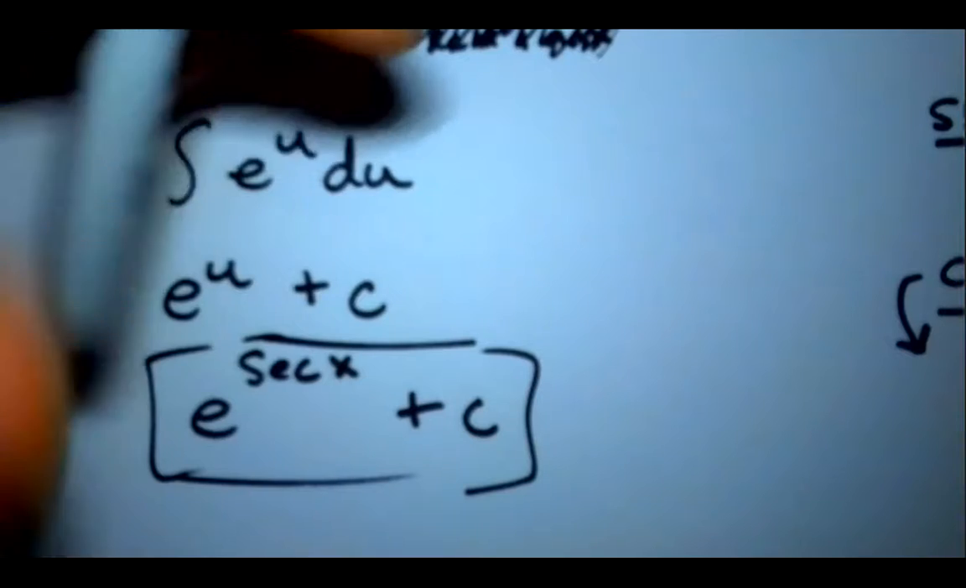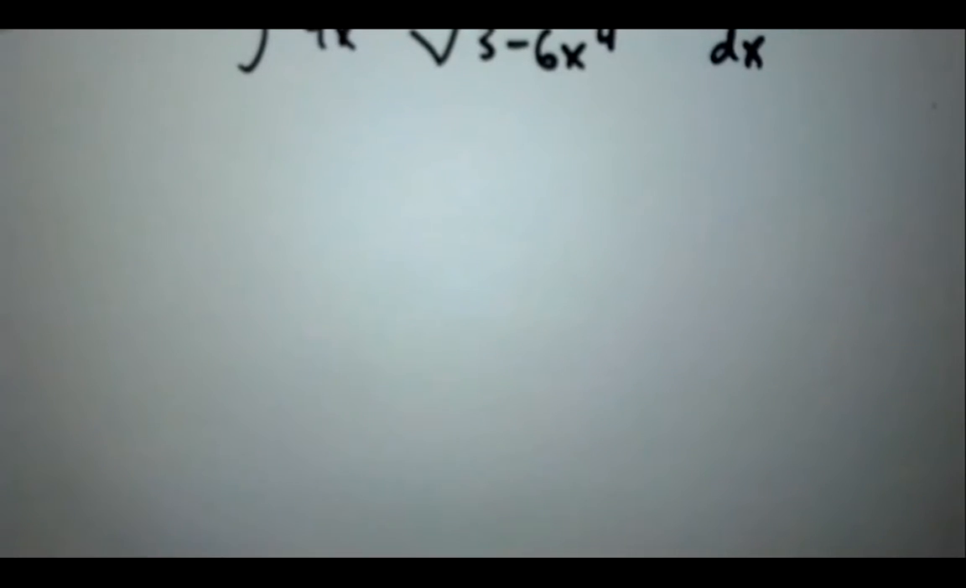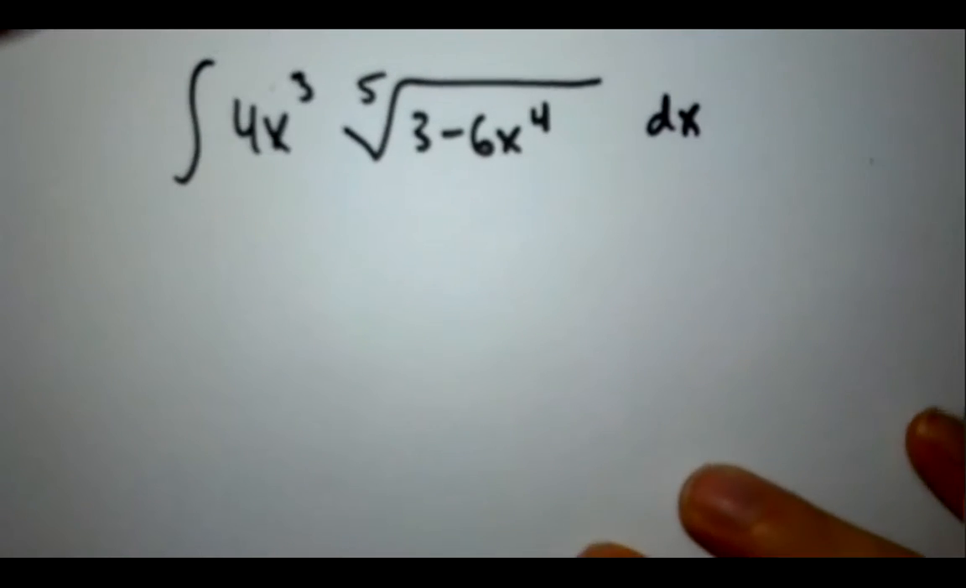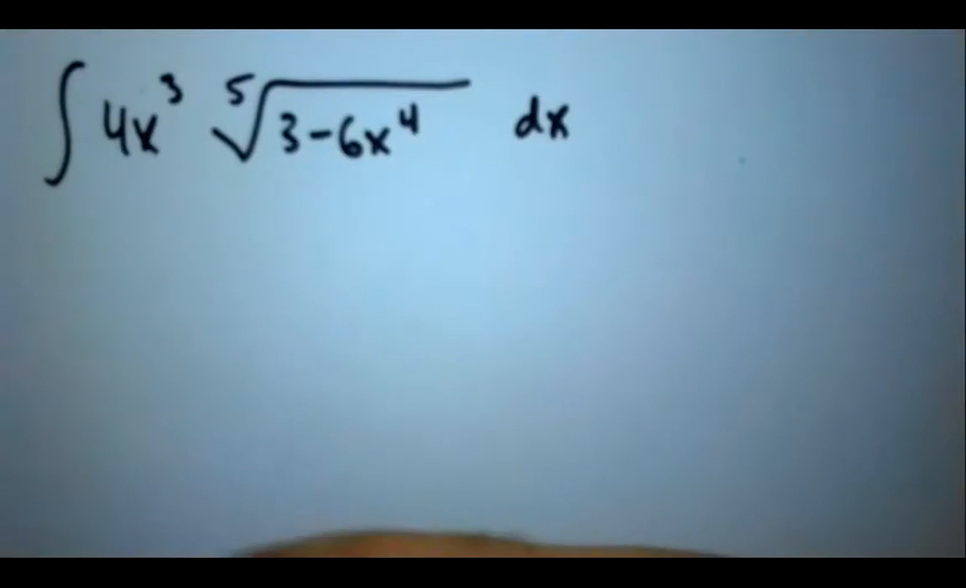Okay, taking us then to number 2, should be a lot quicker. Number 2 is the integral of 4x to the third, fifth root of 3 minus 6x to the fourth dx. All right, so for number 2, there we go. It's also a U-substitution. Hopefully you're starting off with the stuff under the radical.